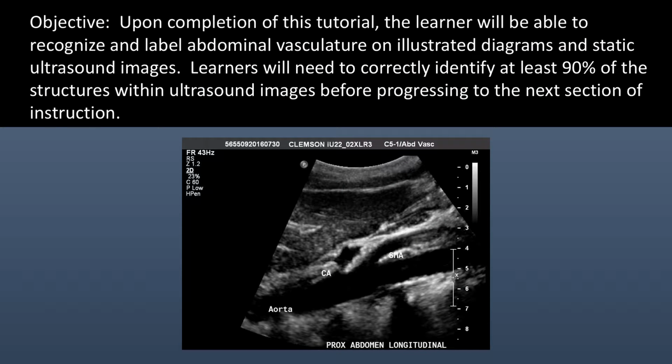Upon completion of this tutorial, the learner will be able to recognize and label abdominal vasculature on illustrated diagrams, CT images, and static ultrasound images. Learners will need to correctly label at least 90% of the structures before progressing to the next section of instruction.